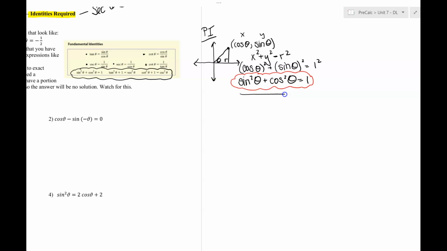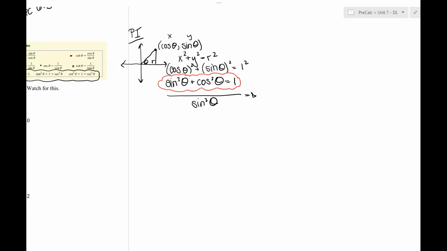And then to derive the other two, you simply divide. Let's say I divide everything by sine squared theta. Sine squared divided by sine squared is 1. Cosine squared divided by sine squared is cotangent squared theta. 1 over sine squared is cosecant squared theta. So that brings us to our second Pythagorean.